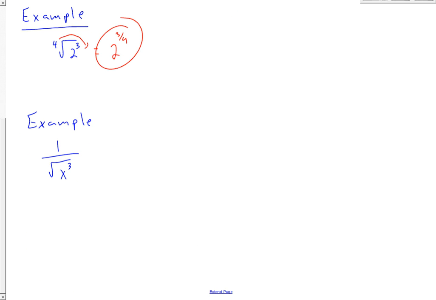And then when we go to this next example here, we have 1 over the square root of x cubed. The radical value on this square root is 2, so we're going to bring that over here to be the denominator. So we have 1 over, sorry about the bell, 1 over x to the 3/2. And then because this is in the denominator, we are going to write it as x to the negative 3/2.